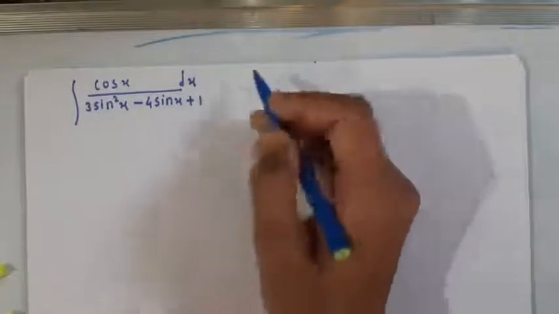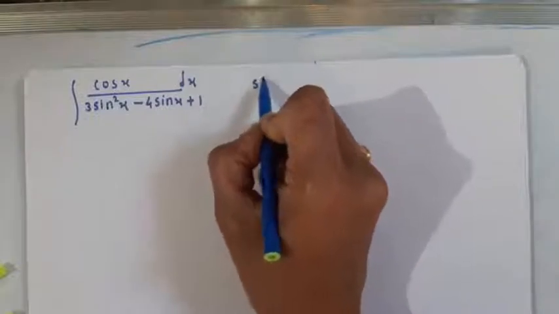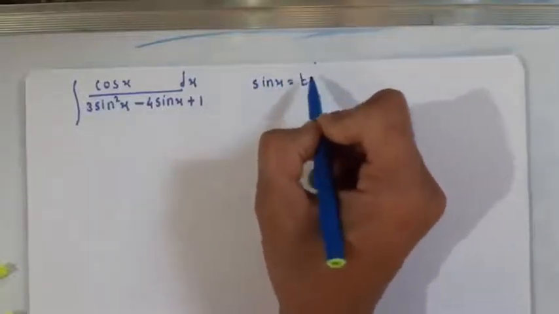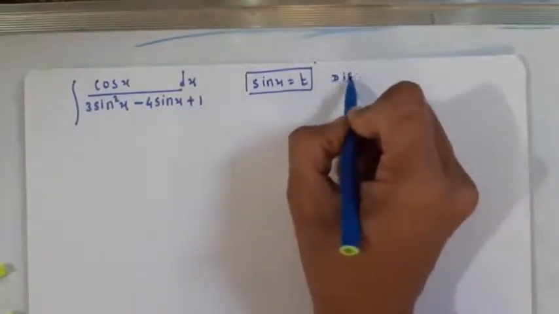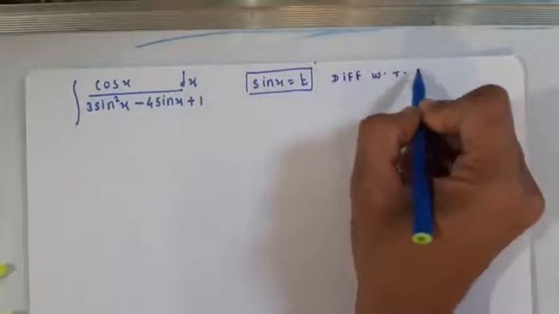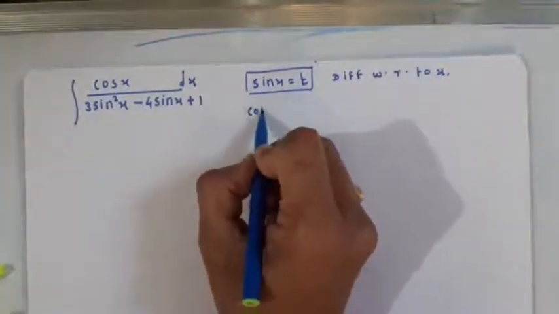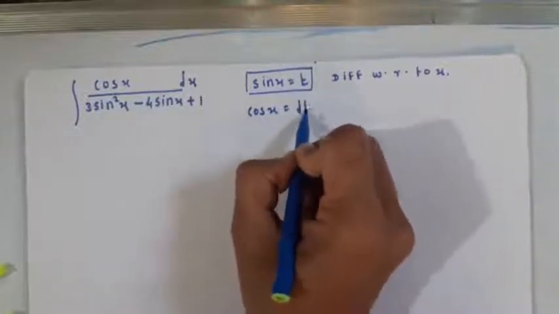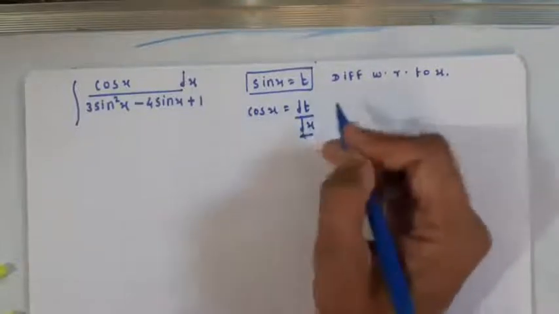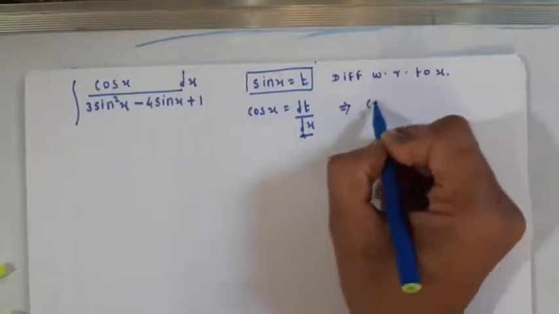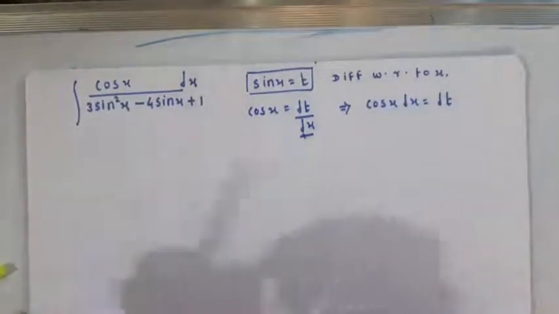To solve the problem, first give it a substitution. Substitution is that put sin x equal to t. Now differentiate this with respect to x. We will get the differentiation of sin x, that is cos x, equal to dt by dx. And now shift dx to that side, we will get cos x dx equal to dt.